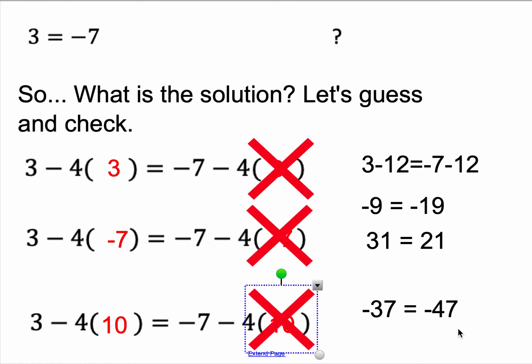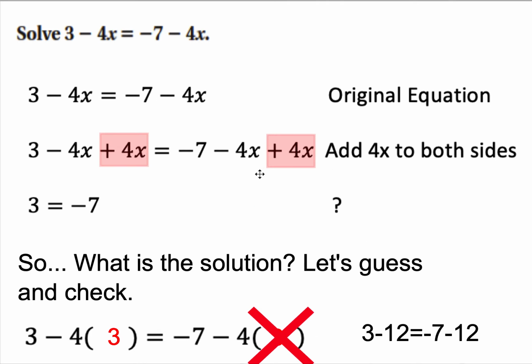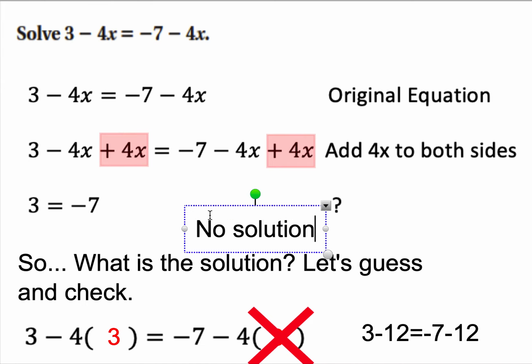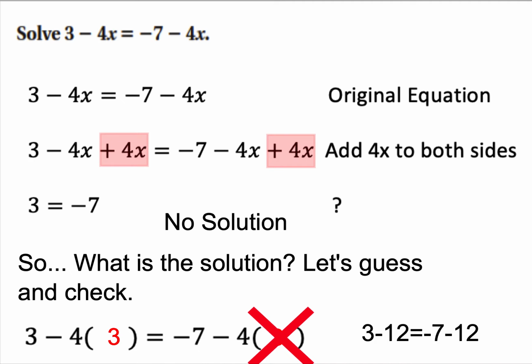It looks like no matter what number I plug in, I will always get a number on the left side that is 10 bigger than the number on the right side. And in that case, they will never be the same. So this has no solution. There is no number in existence that we can plug in that will make this true. So it's no solution.